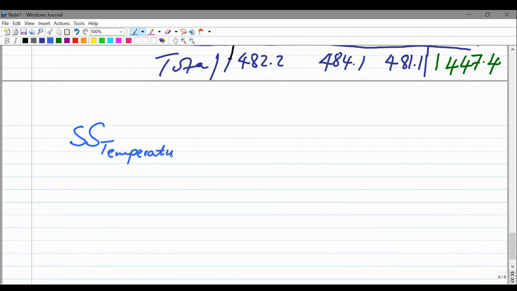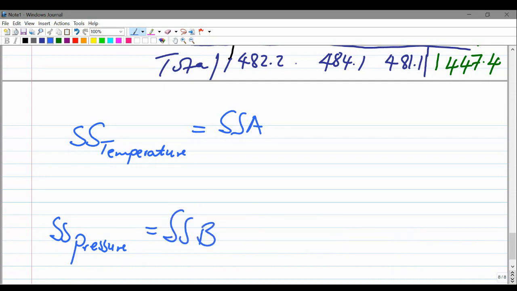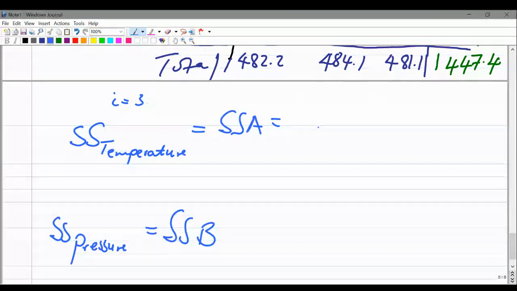temperature, which will be the same as if someone said SS let temperature be A. It will be the same as SSA. It means it's SS temperature. And then SS pressure, for someone who said let, will be the same as SSB. Now the temperature we know is on the rows, so I is 3. Our focus is on I now, because of the temperature.